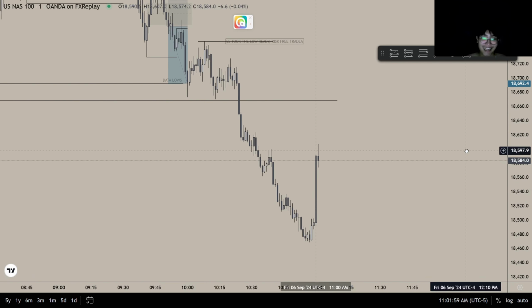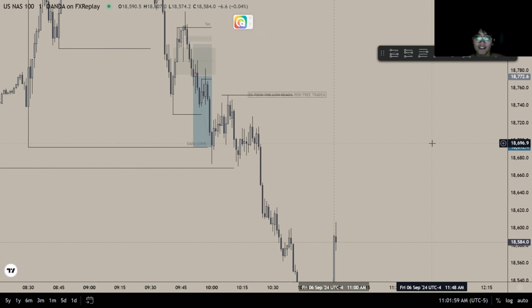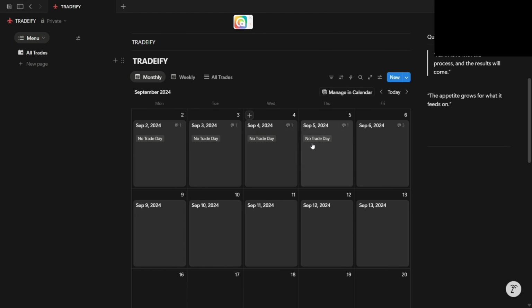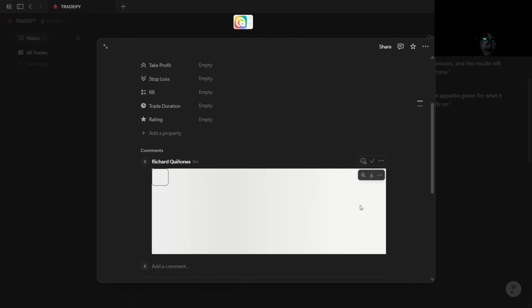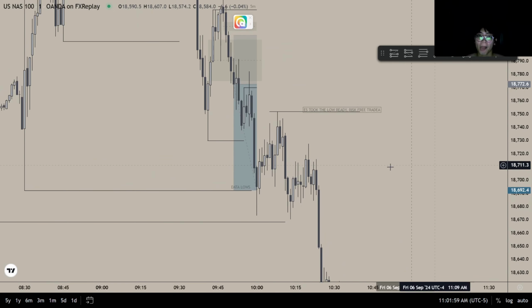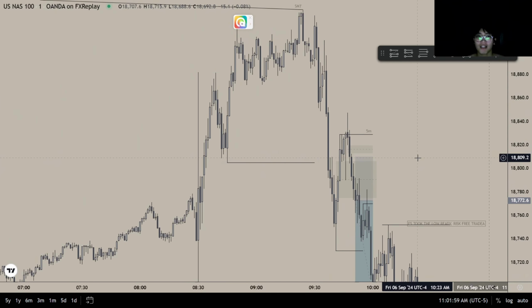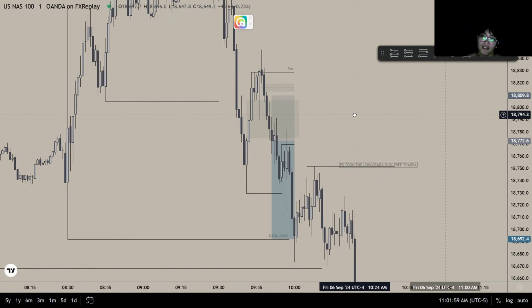So yeah, not really that interesting of an episode again, guys. But this is just really sitting on your hands. Throughout the week, we had no trade days, bank holidays, and just no valid setups. Here there are some optimals, but it's not high probability for me. It's more discretionary. So yeah, and this was a really clean draw on liquidity for me.